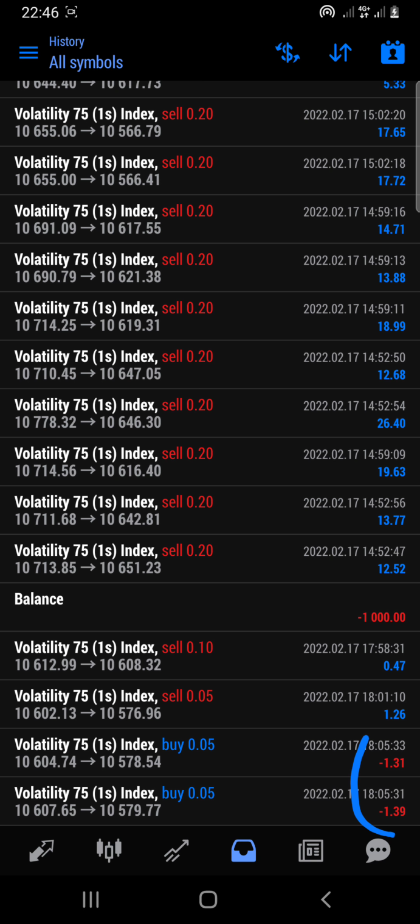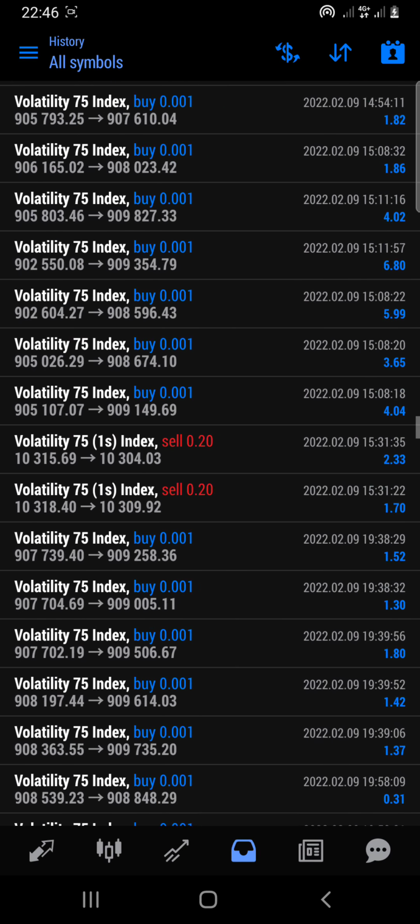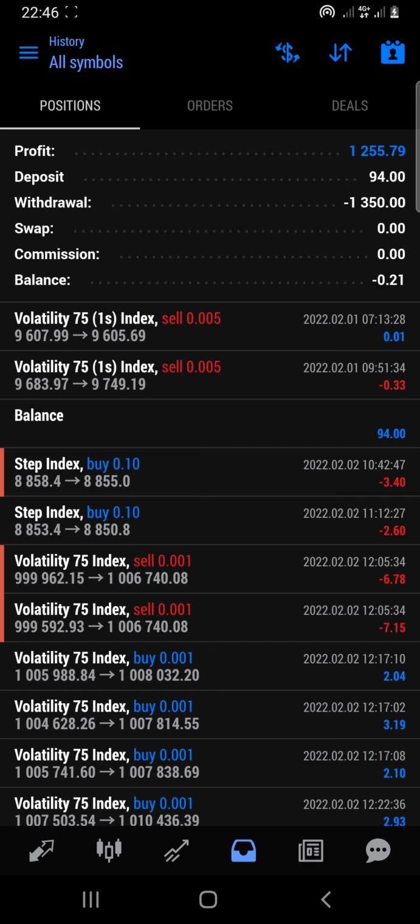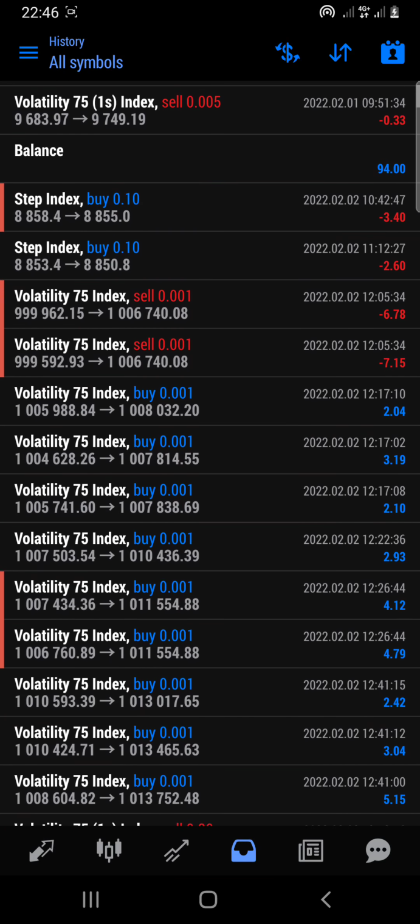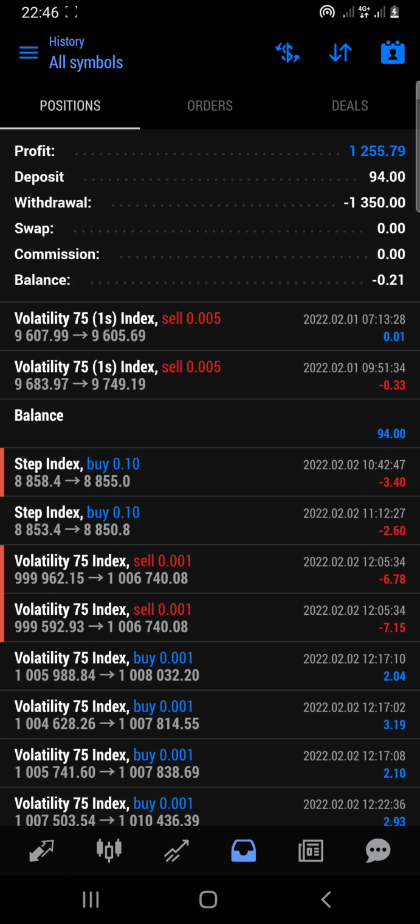So yeah, this account initially I deposited $94 and I started a trade. As you can see, I started a trade, and you can see the profit margin. You can see how much I withdrew, how much I made from a $94 account. If you take out this $94 from this $1,350, that should be $1,255 you're seeing right here.